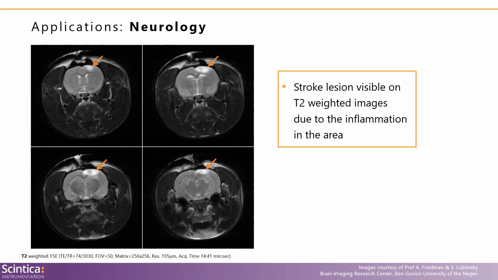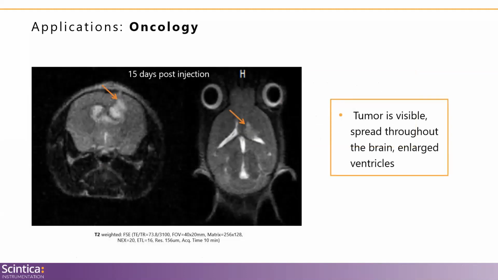In this case here, we can see a lesion in the brain following a stroke, and it appears bright due to inflammation and likely fluid in that area. Here we see images of the brain again. This time it is a preclinical tumor model. 15 days following cell injection, we can see a tumor appearing bright, again, likely due to fluid, since this is a T2 weighted image.